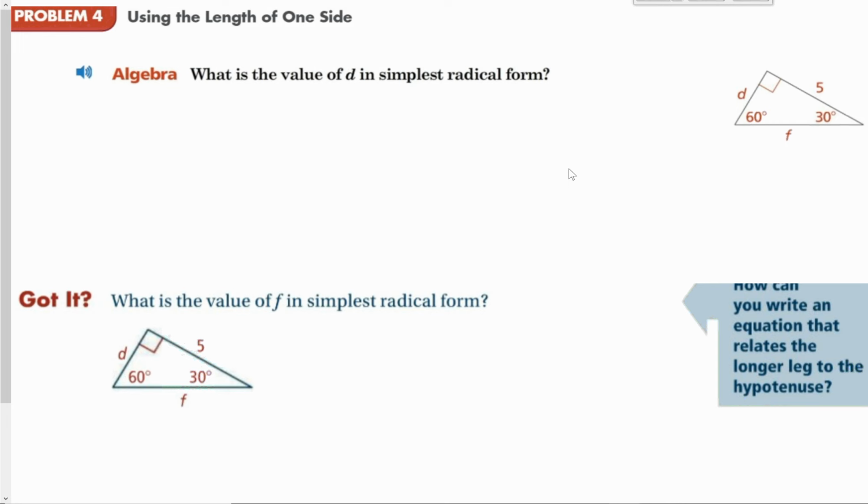Let's go ahead and check out problem number 4 here. We're going to use the length of one side. Now to do this one, we're going to have to look at a different theorem. It's called the 30, 60, 90. And you notice all these special right triangle theorems add up to 180, right? Because that's what makes a triangle. So this is the 30, 60, 90 triangle theorem.